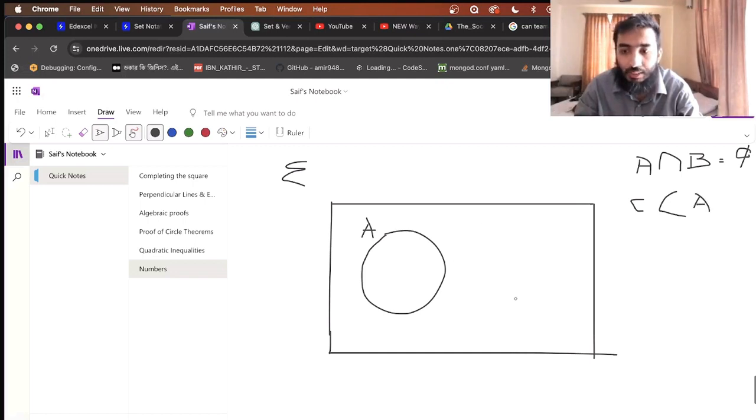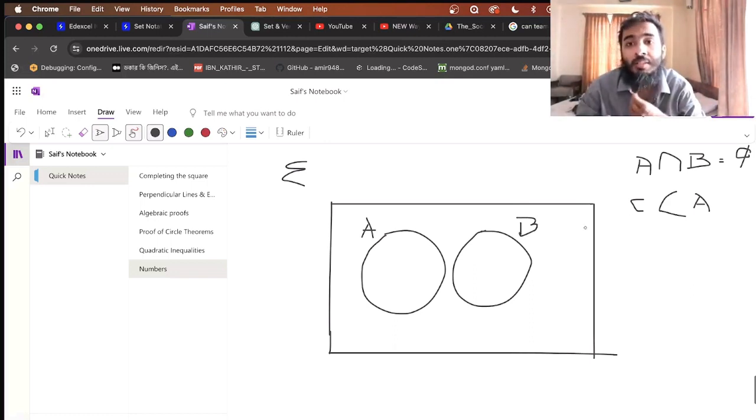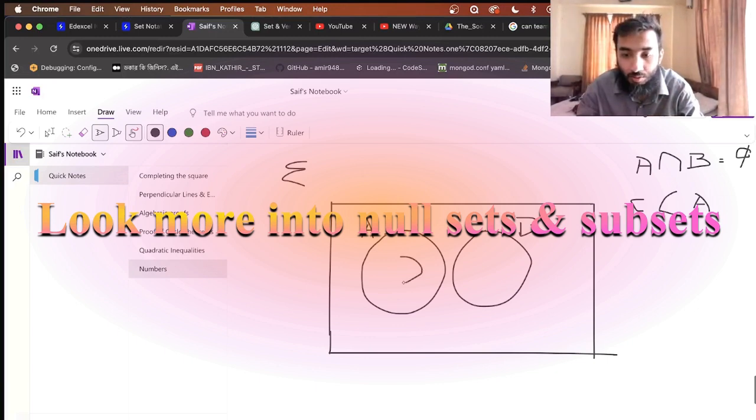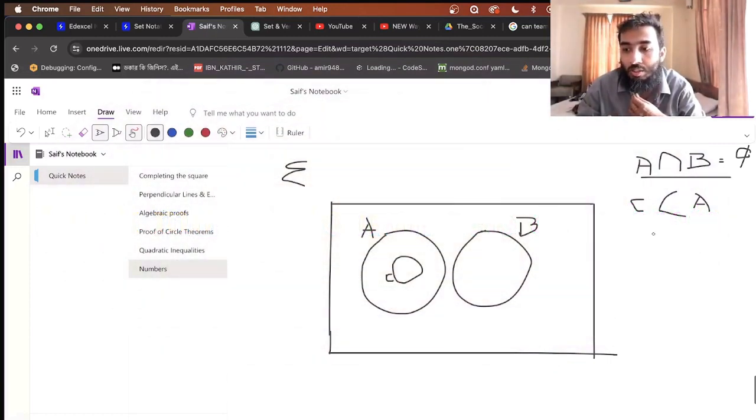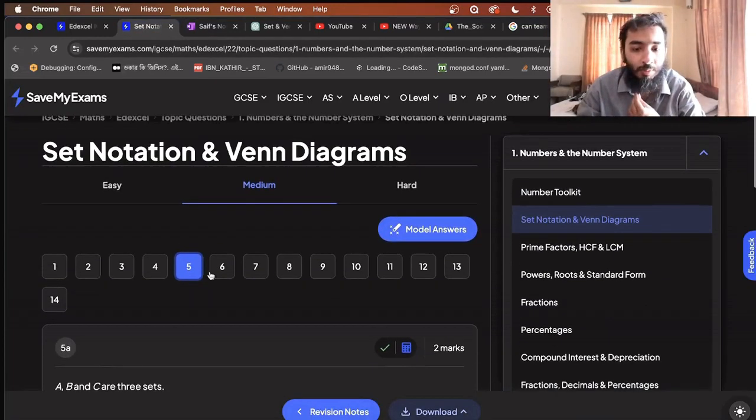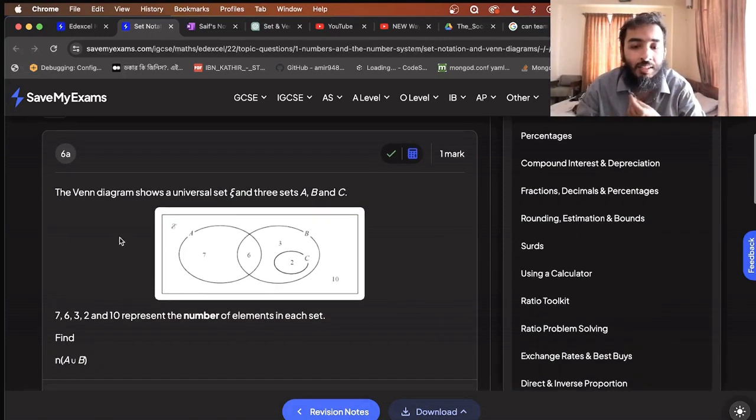So how do we represent B? Because there is no common part, there should be no overlapping between A and B. So B should be something like this. Let's say this is set B. C is a subset of A, and a subset is a set within a set. So if C is within A, it should be something like this. This is set C. This is the visual representation with these two conditions, and this is the complete Venn diagram.